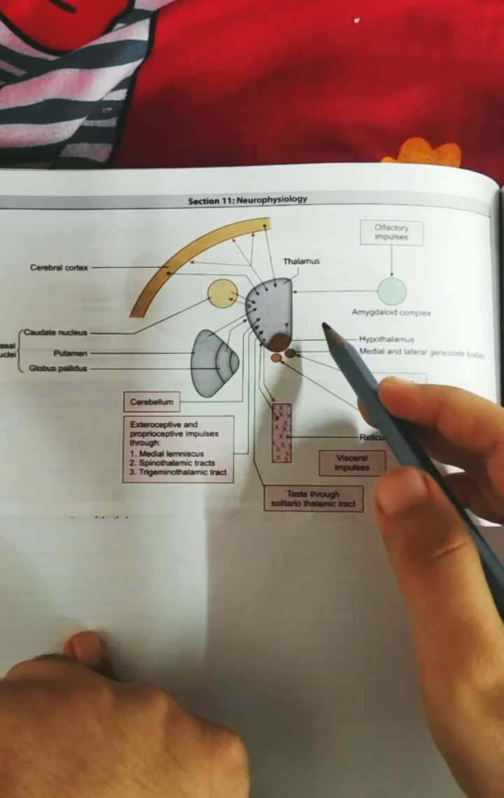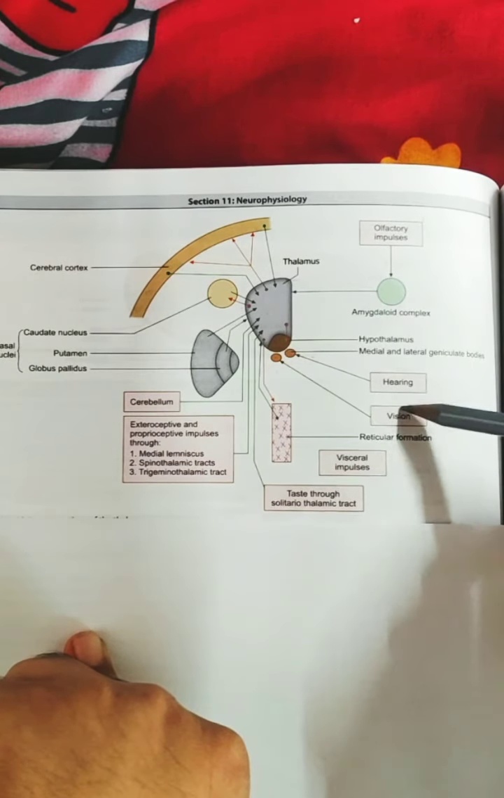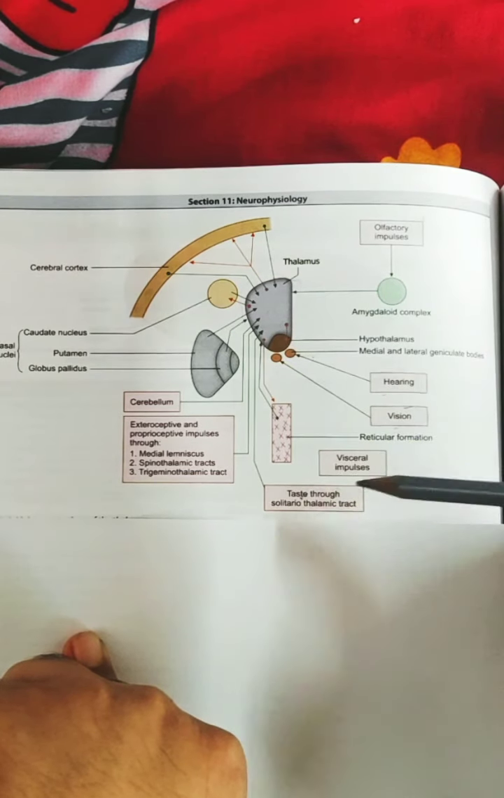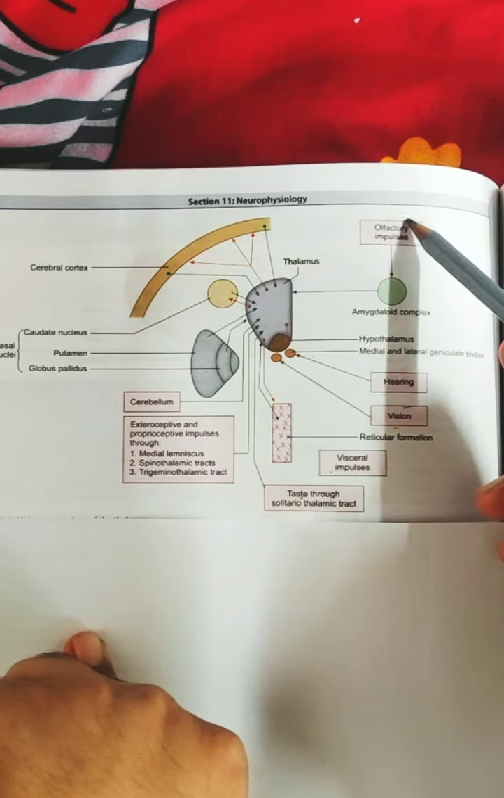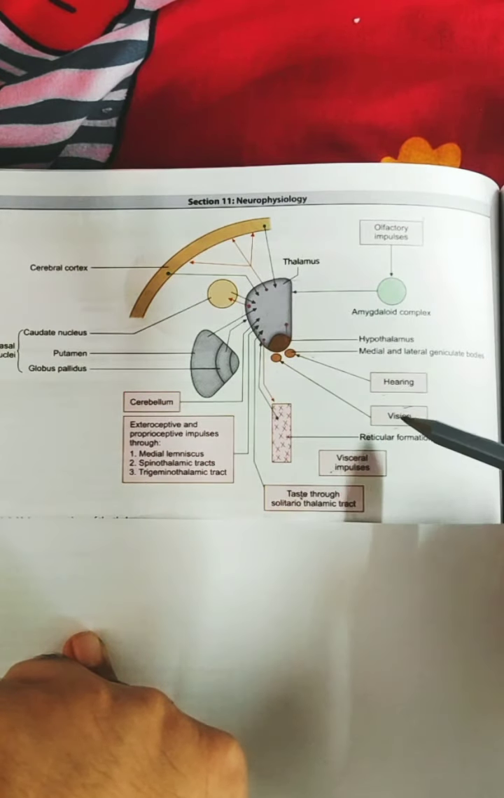Then for a human being, what are the things that are important? Olfaction, hearing, vision, taste are important. First you have to write the olfactory impulse, then write the hearing, then write the vision.